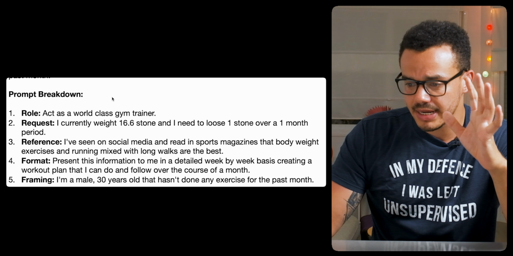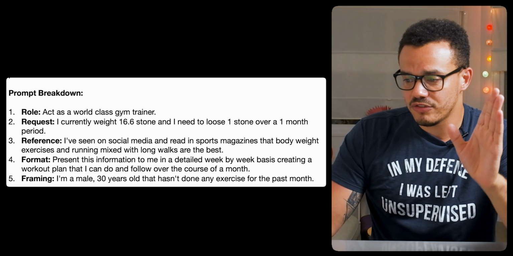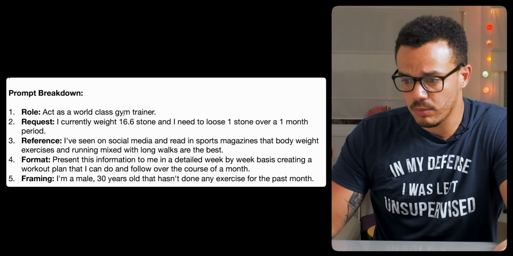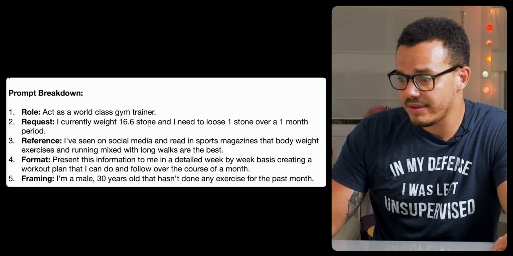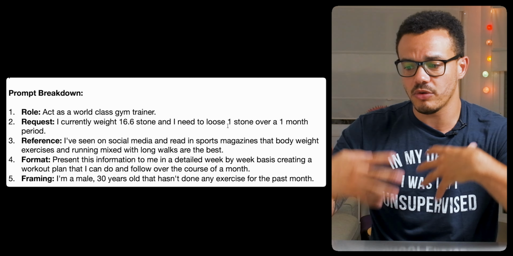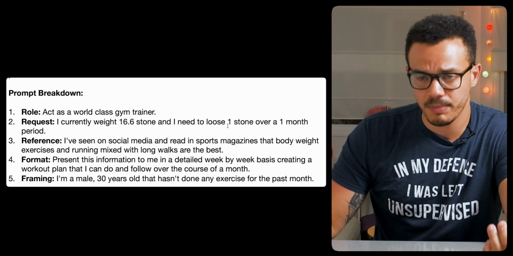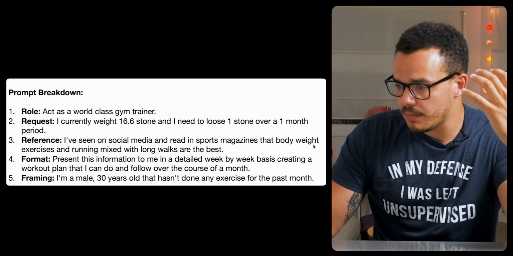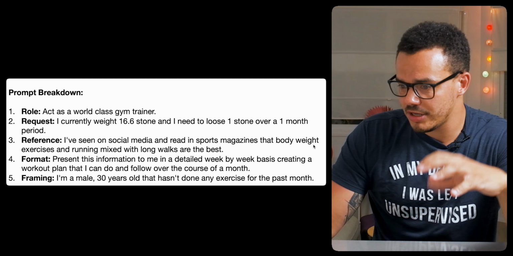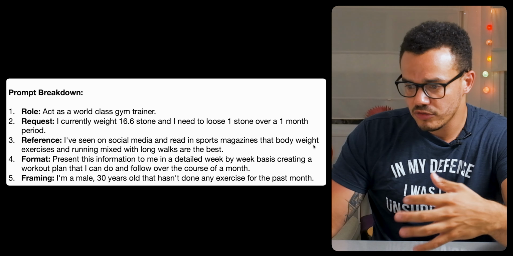Now this is the prompt breakdown. Again, the role: act as a world-class gym trainer. That is its role; I'm telling it what to do. The request: I currently weigh 16.6 stone and I need to lose 1 stone over a 1-month period. That's the request. I want you to help me do that. I need to lose that weight over a 1-month period. The reference: I've seen on social media and read in sports magazines that bodyweight exercises and running mixed with long walks are the best. So that is the reference.